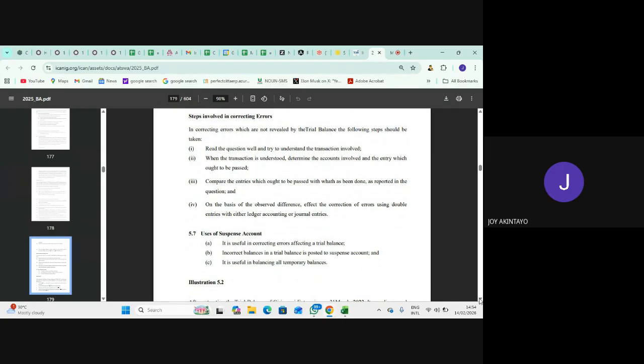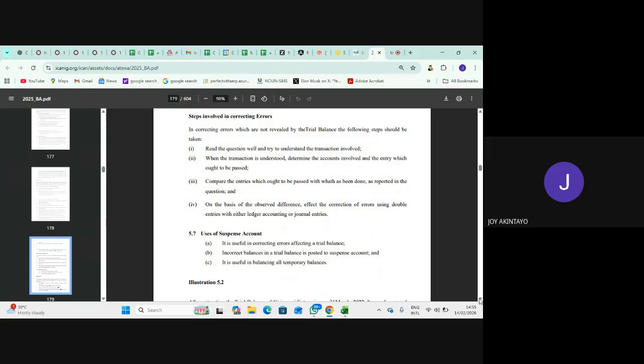Then on the basis of the observed difference, effect the correction of errors using double entries with either ledger accounting or journal entries. You effect your correction using your ledger account, or you use what? You make use of journal entries.